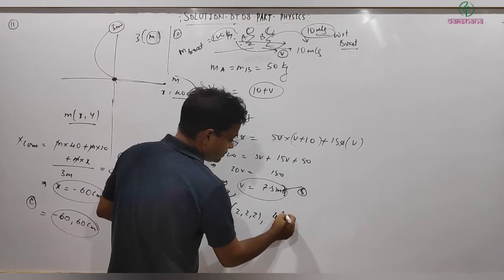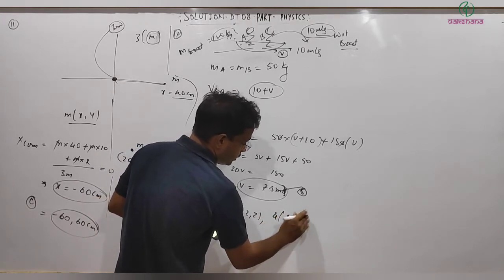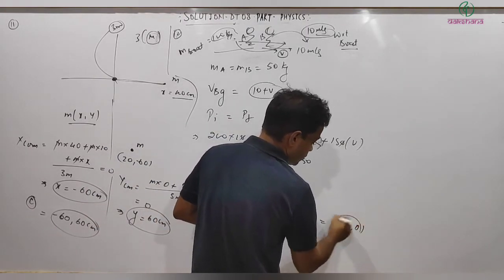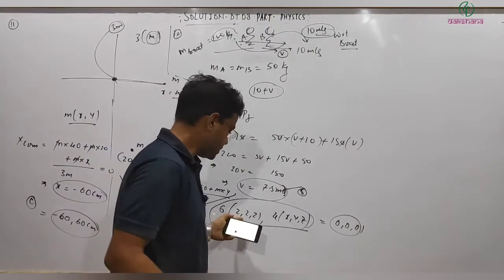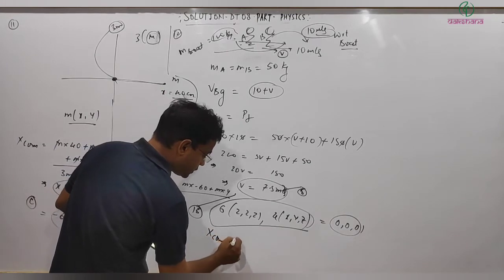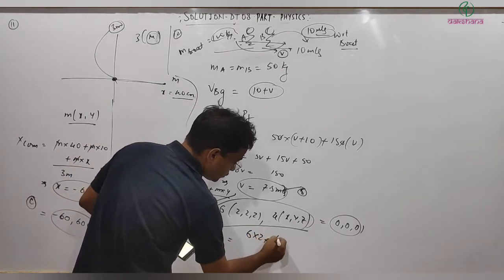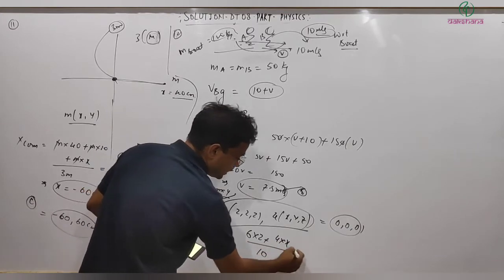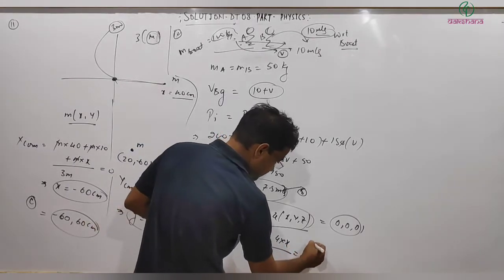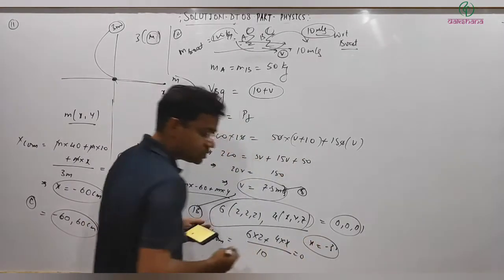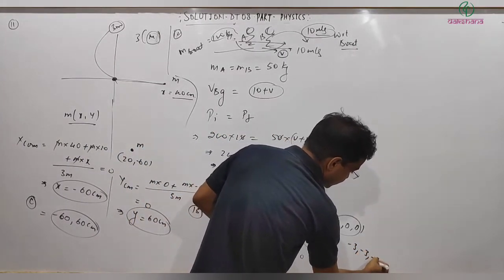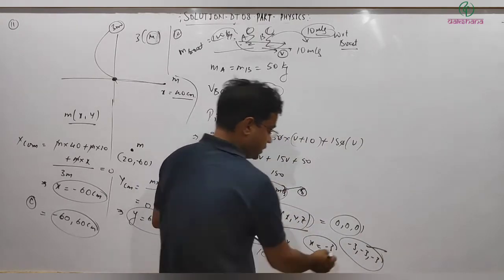And next is 4 kg. We are placing it at x, y, z, so that the new center of mass of this system should be at 0, 0, 0, right? Because this is identical, we can just solve for x. So XCOM is equal to 6 multiplied by 2 plus 4 multiplied by x, divided by 10, and this should be equal to 0. Simplifying it, x comes out to be minus 3, and similarly solving for y and z, we get minus 3, minus 3, minus 3 as the answer to the problem, that matches with option A.